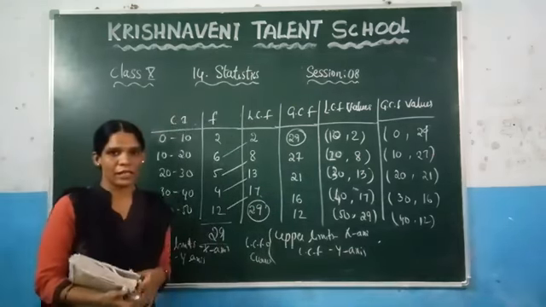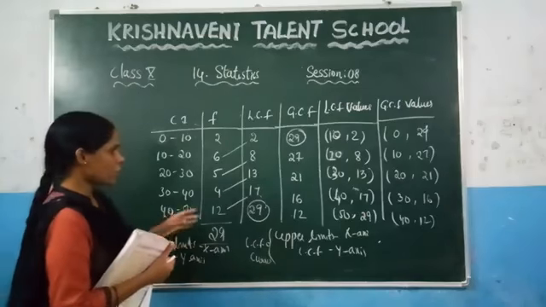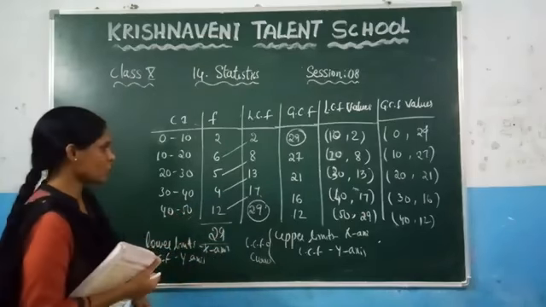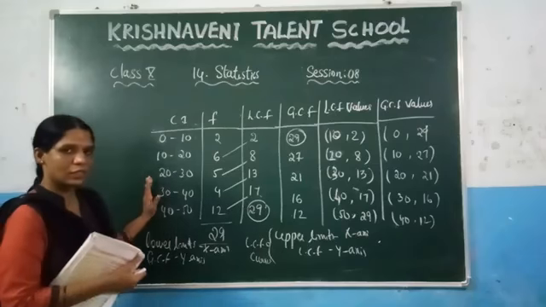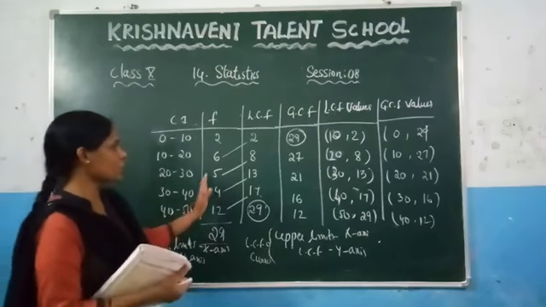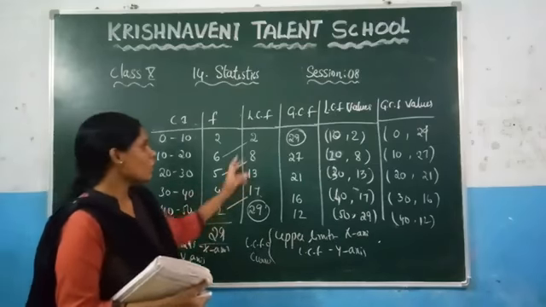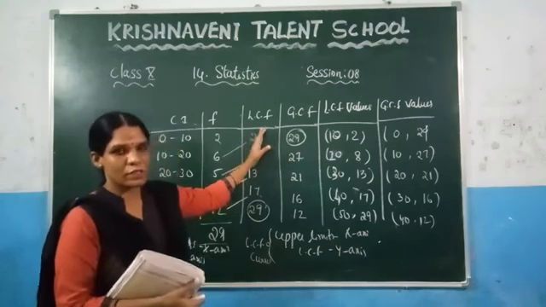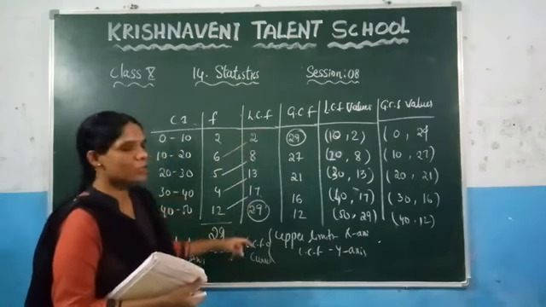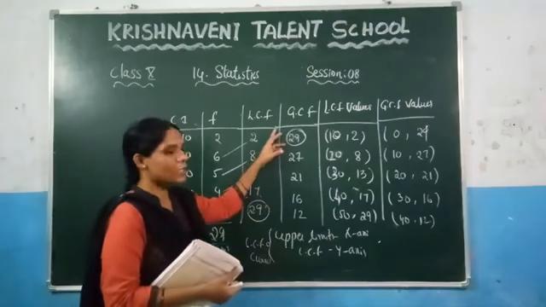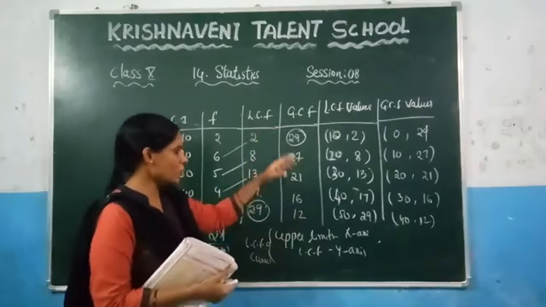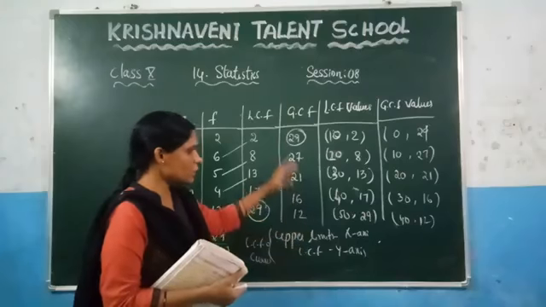Before that you need to calculate the points. So by this process you will calculate. What is given here? They will give the class intervals and they will give the frequencies. While calculating the less cumulative frequencies, you need to go from top to bottom. And while calculating the greater cumulative frequency values, you need to go from bottom to top.